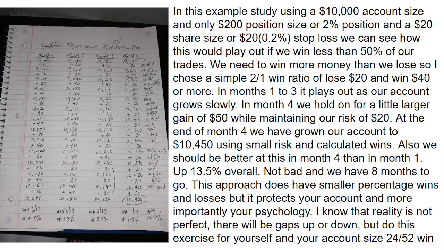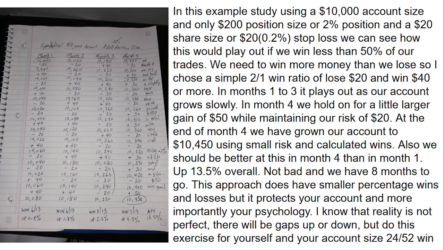In months 1 to 3, it plays out as our account grows slowly. In month 4, we hold on for a little larger gain of 50 while maintaining our risk of 20. At the end of month 4, we've grown our account to $10,450 using small risk and calculated wins. Also, we should be better at this in month 4 than in month 1, up 13.5% overall. Not bad, and we have 8 months to go.